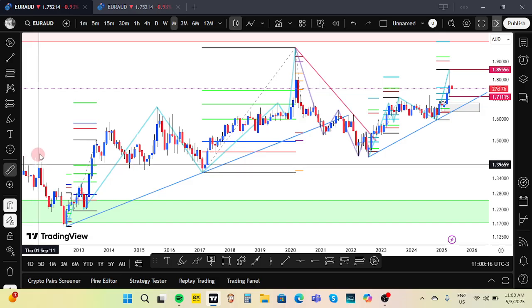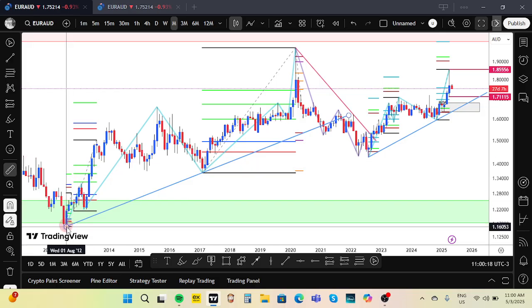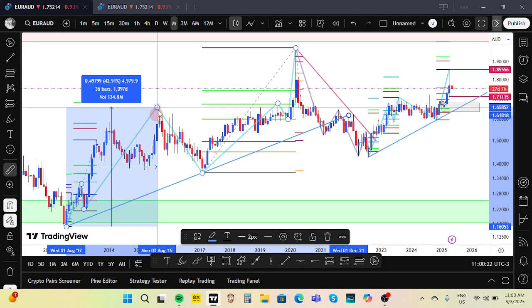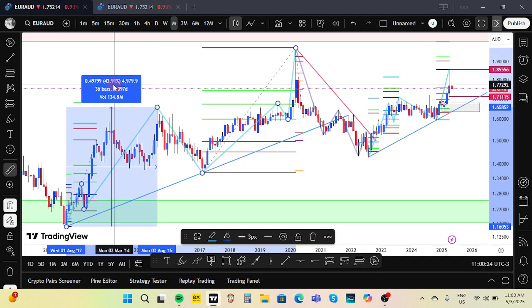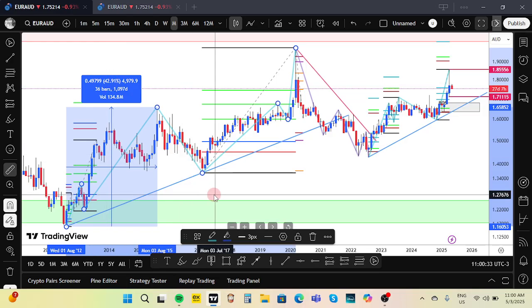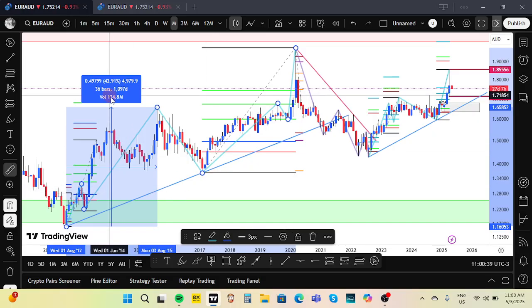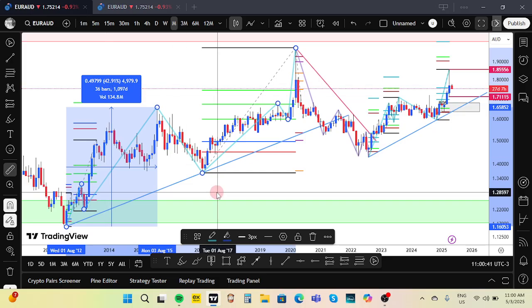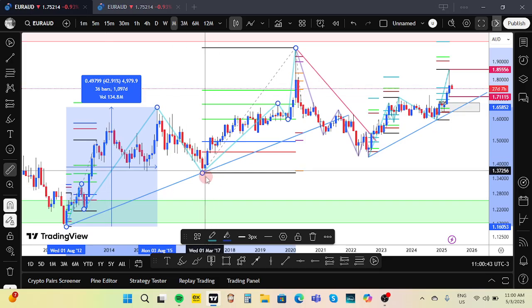All you need to do is take the ruler. The impulse leg, which is the extension leg, started from here, from the swing low to the swing high. What do we have here? We have 42.91%. Let's remember that number, 42.91. Now let's look at the retracement.